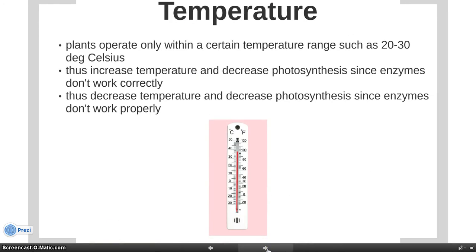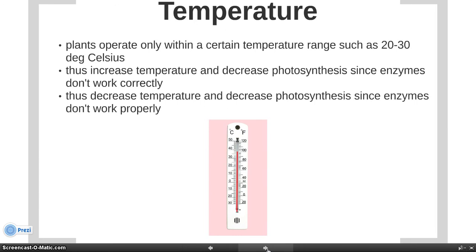Another factor is temperature. Plants like a certain temperature range, kind of like Goldilocks. They like it just right, and they like it between 20 and 30 degrees Celsius. If it's too hot, as temperature increases, photosynthesis is going to decrease.